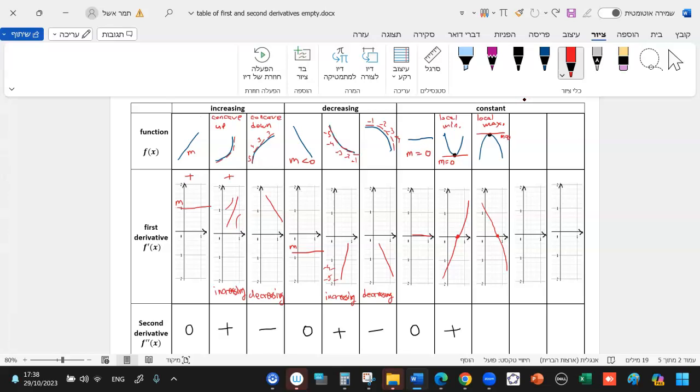We don't know if this is exactly the shape of the first derivative, but we know that to the left of the maximum it must be positive and decreasing, and to the right of the maximum it must be negative and decreasing. And since the first derivative is decreasing, the second derivative must be negative.